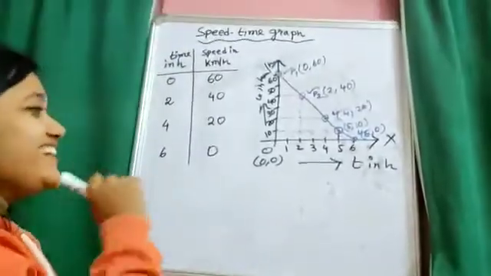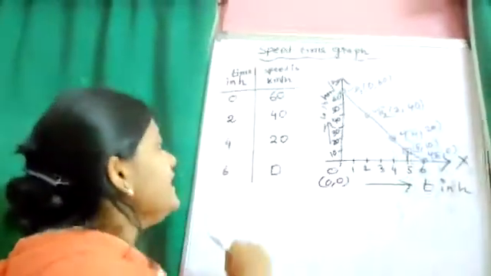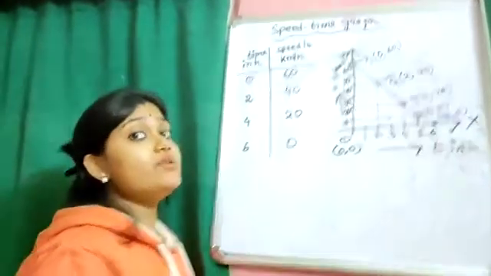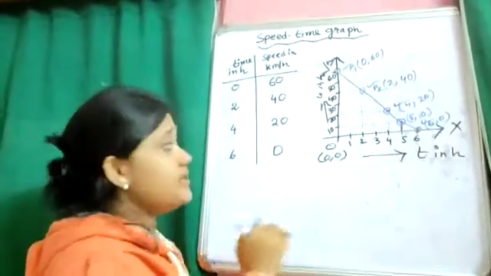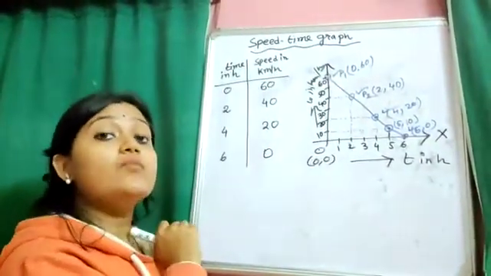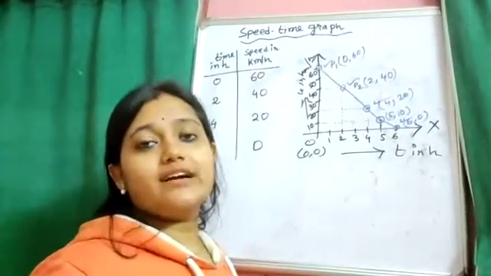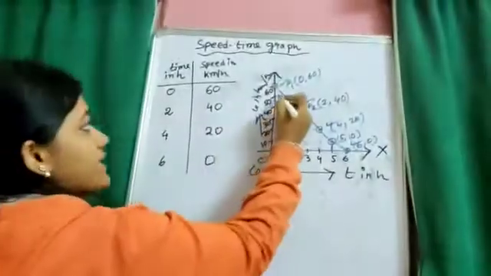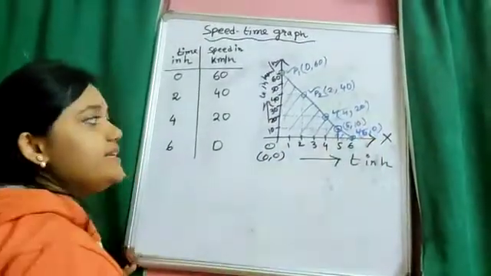Okay, so now another thing I am going to find out: in between these 6 hours, 0 to 6, how much distance is covered by the body? How much distance is covered? So you have learned that to find out the distance covered, I need to find out the area under the curve. Okay, as simple as that. So the area under the curve is the entire area.